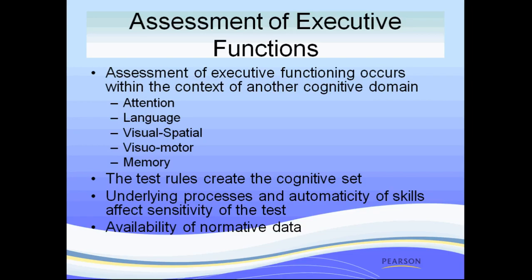And you have to understand the underlying processes and the automaticity of the skills, because that affects the data. So if I'm going to use a Stroop test and I want the kids to be susceptible to the Stroop interference effect, well, they better be able to read well. You can't use the Stroop if a kid can't read well, because you won't get the Stroop effect. And you also need to consider the availability of normative data, which is why the DKEFS has been very well received, because you have a unified normative sample on a whole bunch of tests, and that's very helpful.